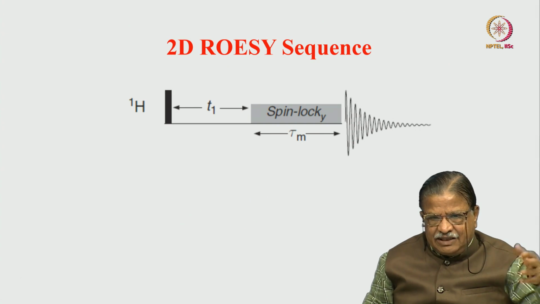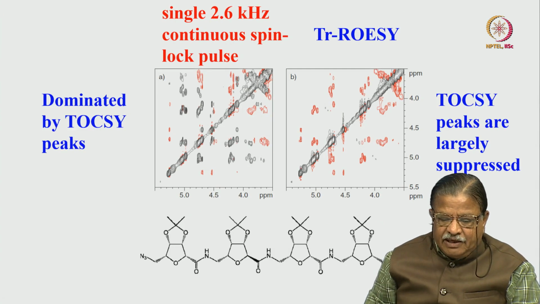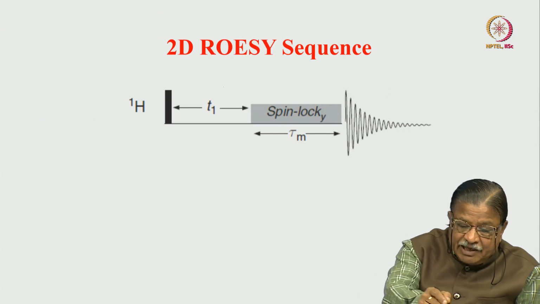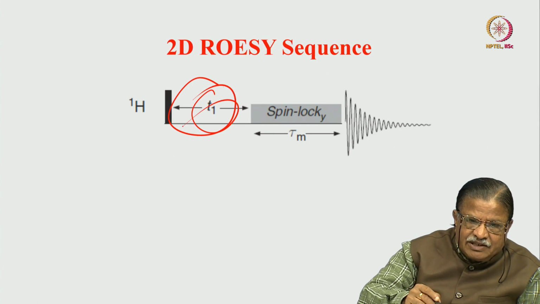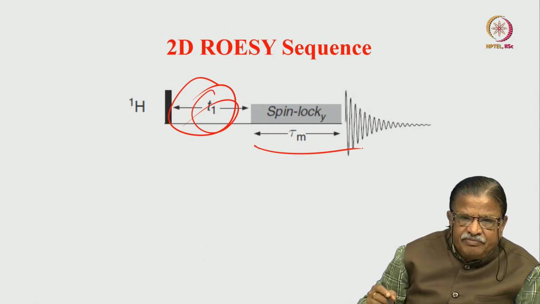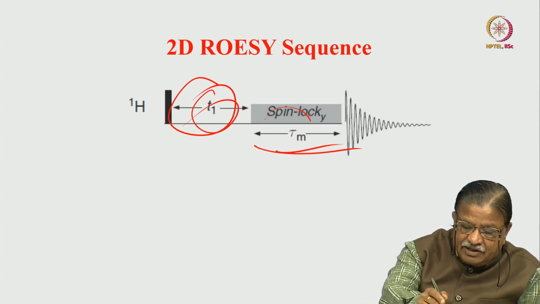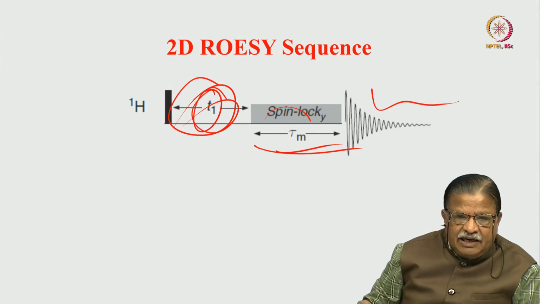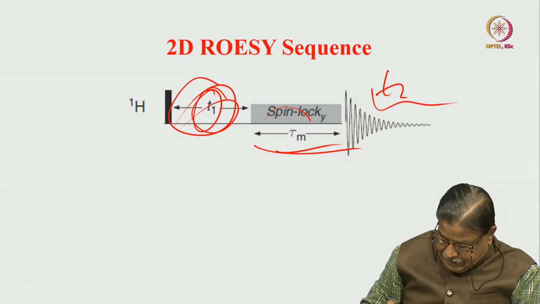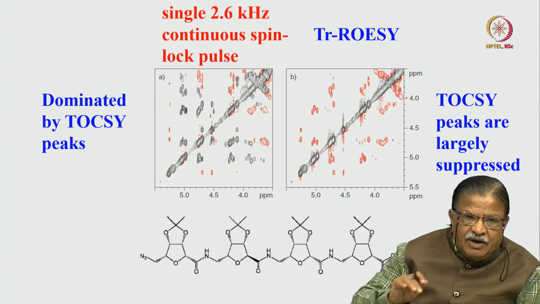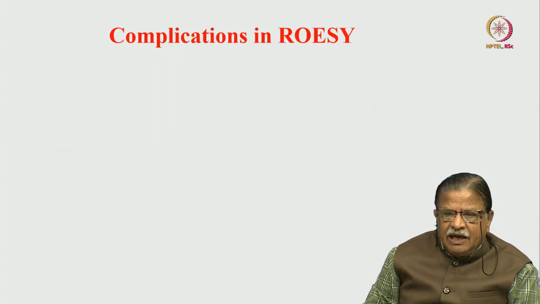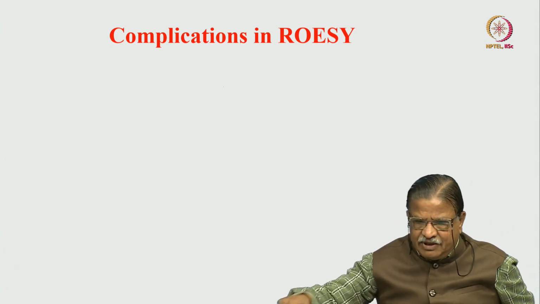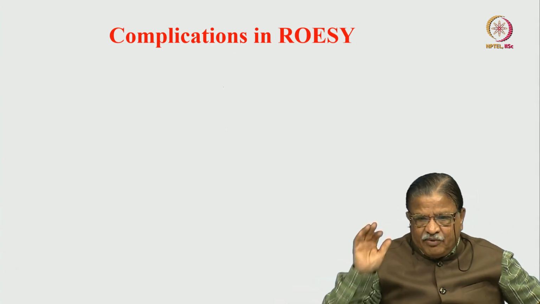And of course, we can extend this to a 2D experiment. I will come to that. I may not go to 2D, but if you do the same experiment, you vary this as a function of T1, collect the signal, and apply the spin lock for the mixing. Then you collect the signal here, this is T2, and do the 2D Fourier transformation, and you get a signal like this. I will come to that later, and there are also certain complications in ROESY. Since the time is getting up, I am going to stop here.